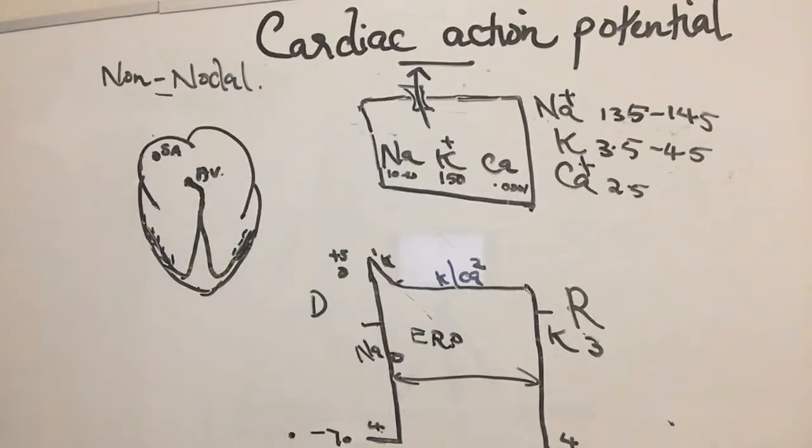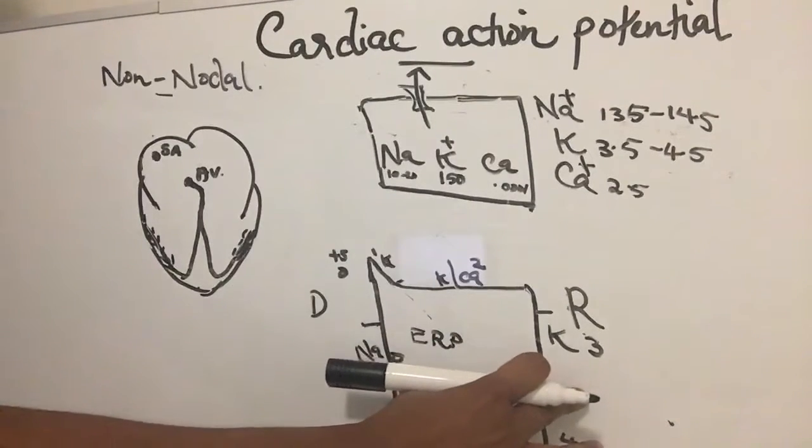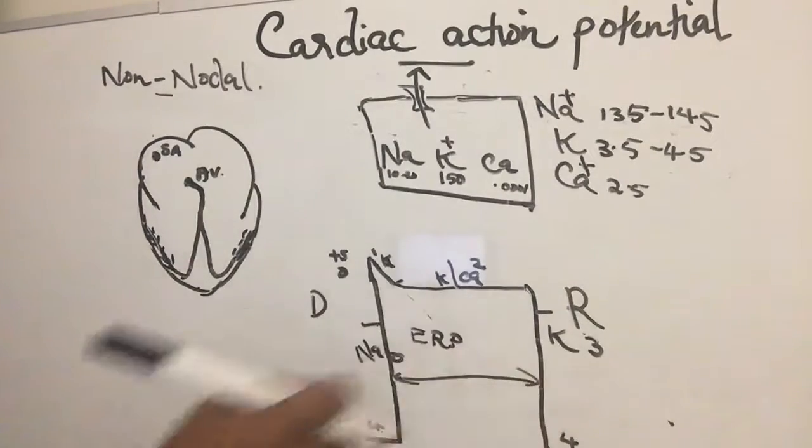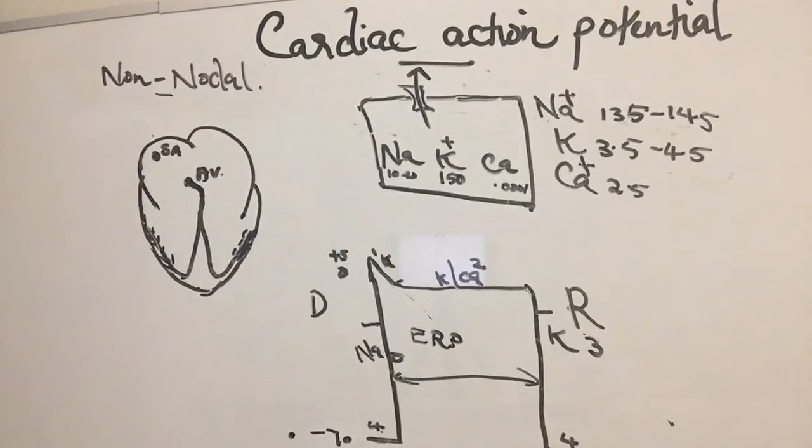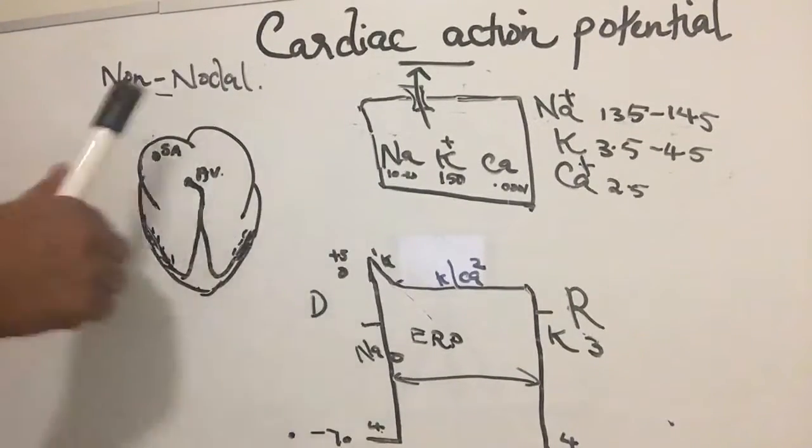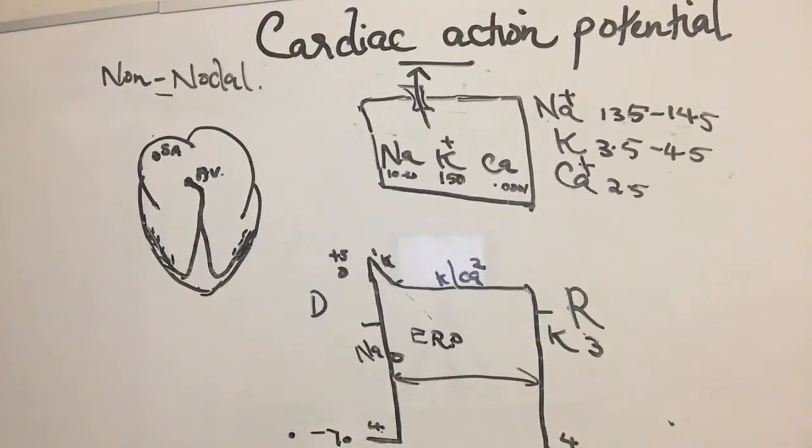So for patients with an increased heart rate, they give medication to increase the ERP so that the heart rate can come down. And that we will discuss later when we go through nodal cardiac action potential and anti-arrhythmic drugs.